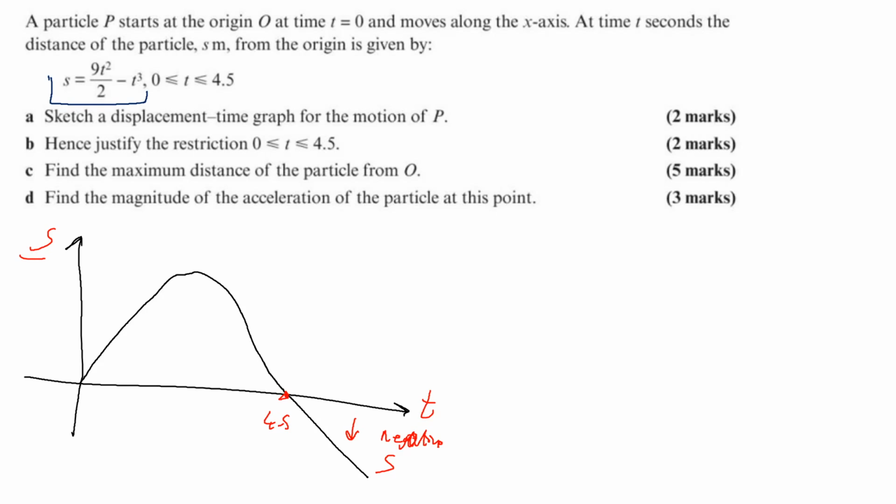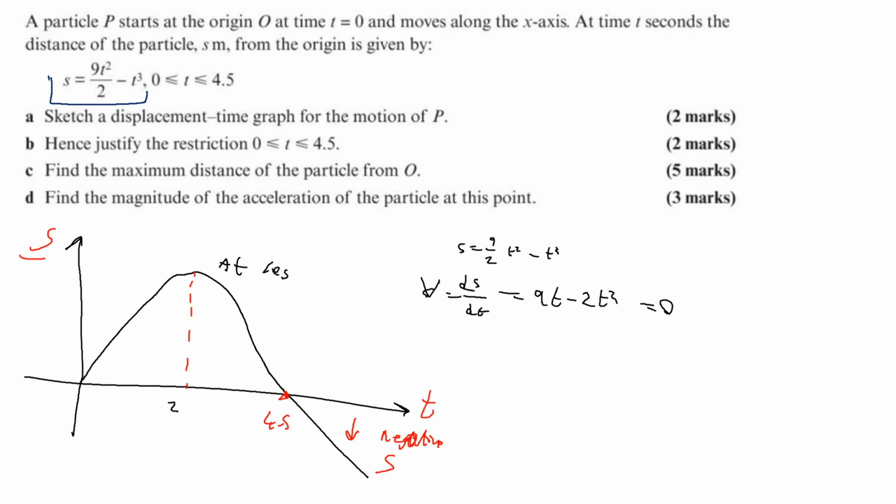If this is true, how are we going to find the maximum distance away from O? The way we find it is, first things first, we need to work out what the velocity is, because at the maximum displacement, it's at rest. Which means that if s is equal to 9 over 2 t squared minus t cubed, the velocity is going to be ds by dt, which is equal to 9t minus 2t squared. And we know that it's stationary at the point of max.